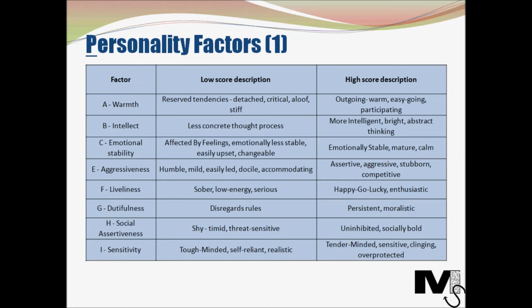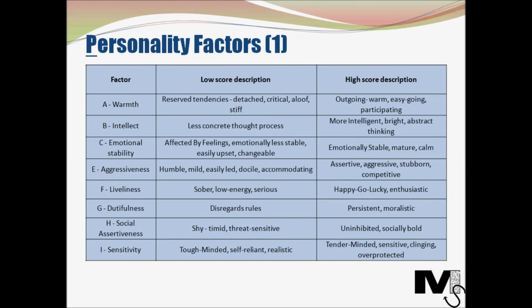The next factor is B, which is intellect. A low score description can mean having a less concrete thought process. And a high score description can mean higher intelligence, being bright, having abstract thinking. The next factor is C, emotional stability. A low score description means being affected by feelings, being emotionally less stable, easily upset, and being changeable. A person's mind gets changed quite easily. And a high score description can mean emotional stability, maturity, and calmness.